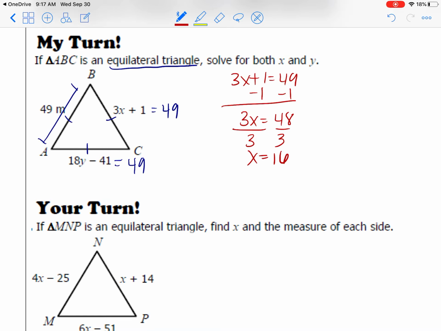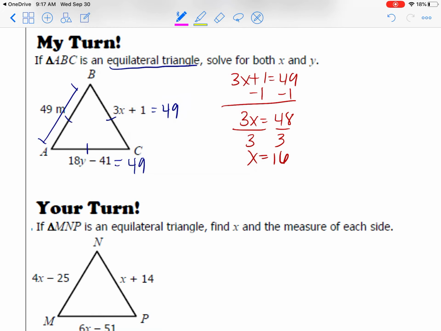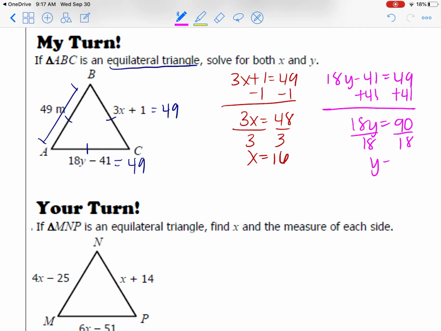And we get 16. Now if we want to solve for y, we would say 18y minus 41 equals 49. Get rid of the constant. 18y equals 49 plus 41, which would give me 90. Get rid of the coefficient, and we get 5.